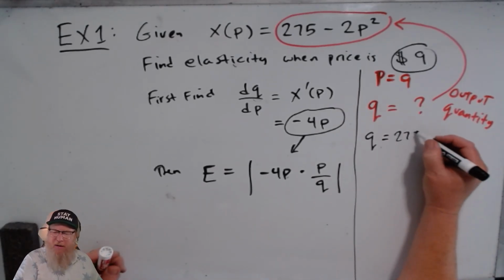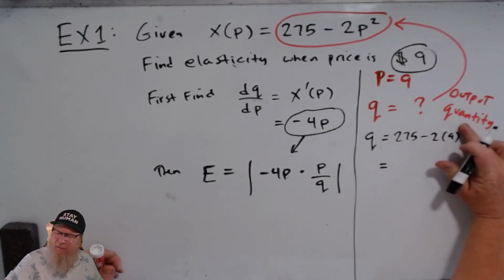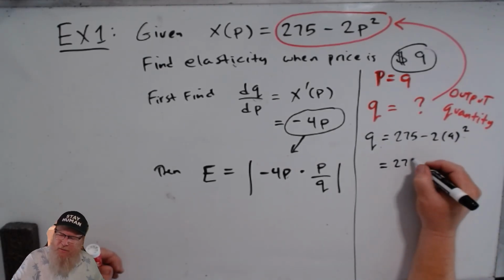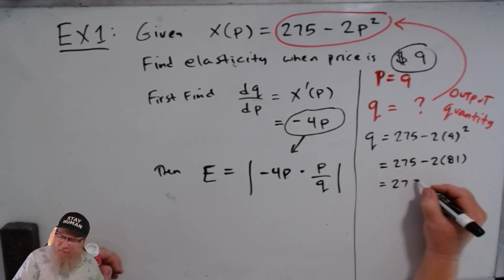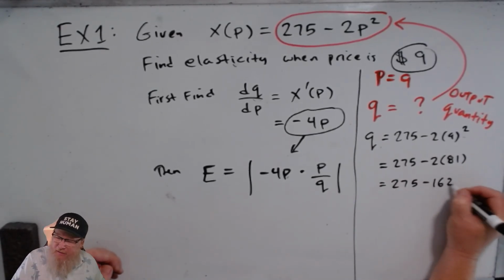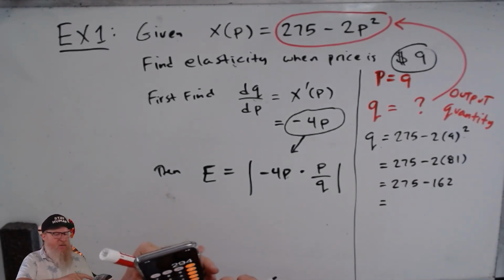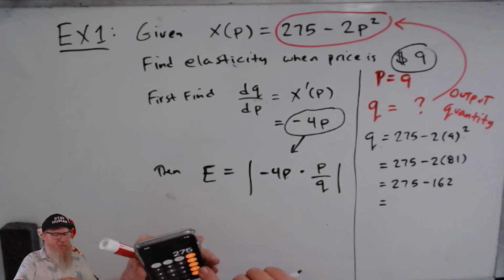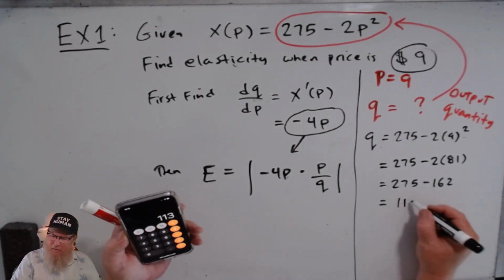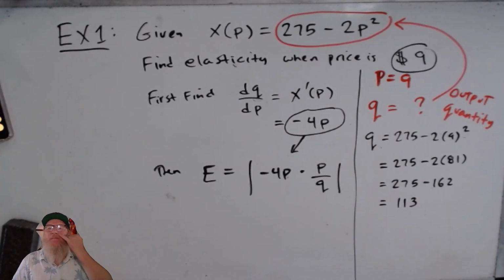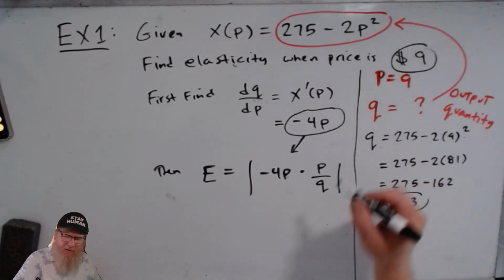Q is 275 minus 2 times 9 squared. 275 minus 2 times 81. 275 minus 162. I don't want to be wrong, so I won't use mental math. 113. I probably could have done that without a calculator. So I'm going to plug in these values here.